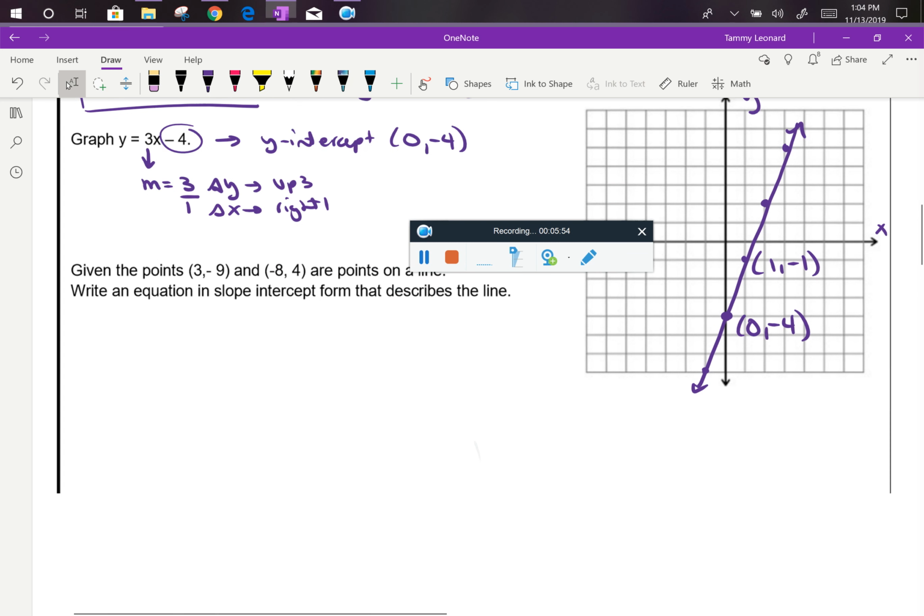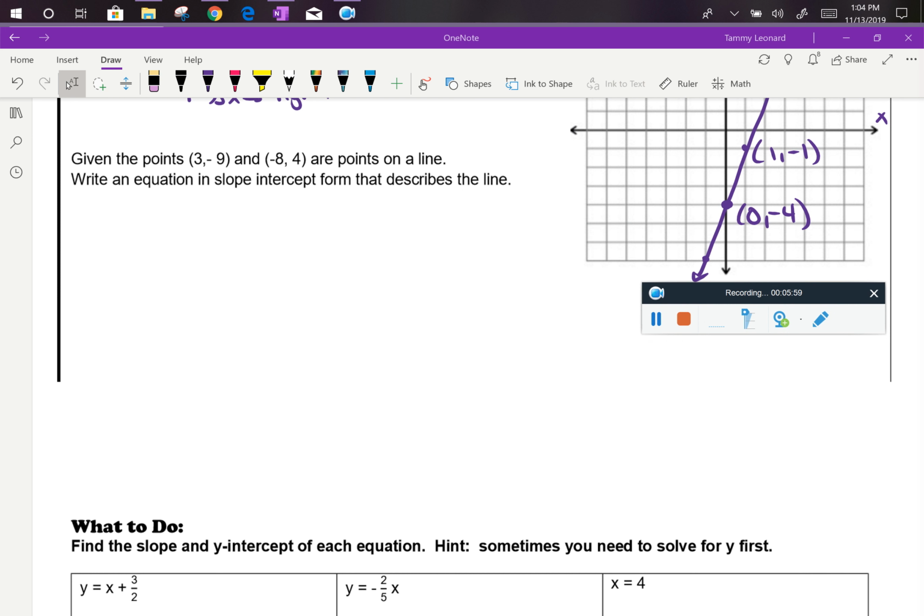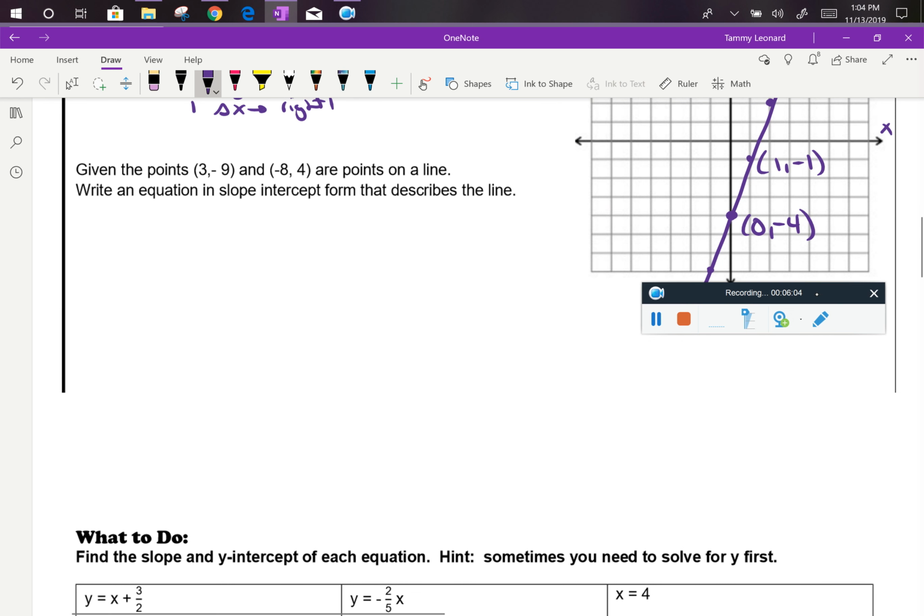Next, we want to be able to write an equation in slope-intercept form for a line if we know 2 points that are on the line. So when I have 2 points, I can think of them as an x1, y1 and an x2, y2, which means if I have 2 points, I can calculate a slope. So 4 minus -9 divided by -8 minus 3. Well, that's really 4 plus 9, or 13, and that's really a -11. The only thing I would do differently here is put the negative in front of the fraction.